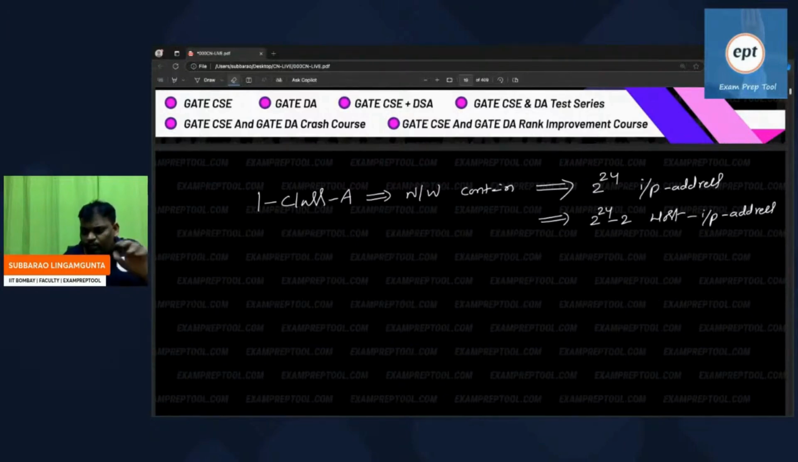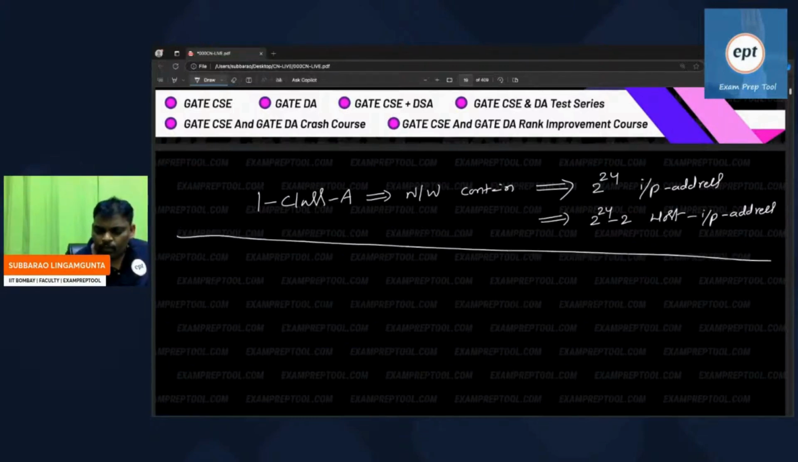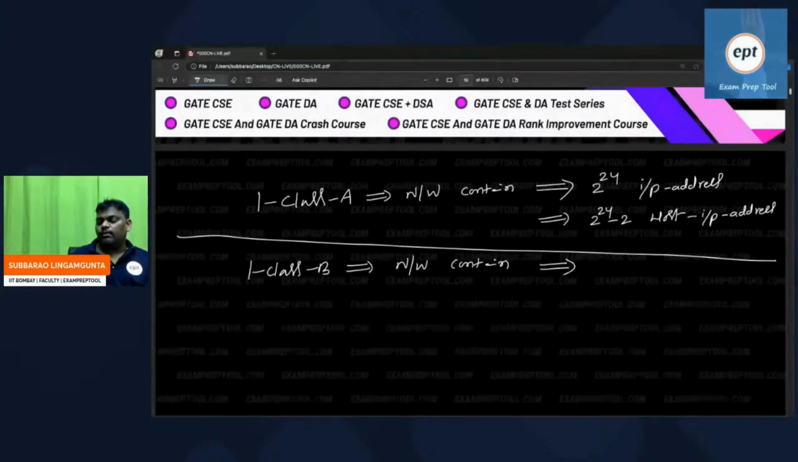Now listen. Can you help me? What about one class B network? Can you do the same story here? One class B network contains how many total IP addresses? If you see class B, 16 bits for network, 16 for host. I think 2 power 16 IP addresses. Host part is 16 bits, so 2 power 16 IP addresses.